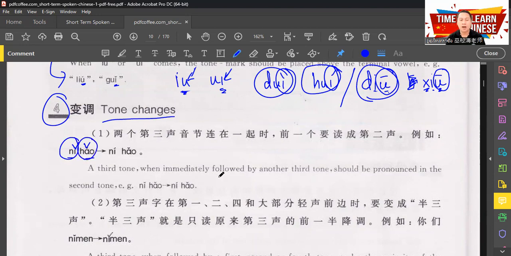HAO we will call 好. 你 and 好. When you say it out, it is quite a strong sound and not comfortable for accent. So we will have to change the third sound on the first word to be the second sound.